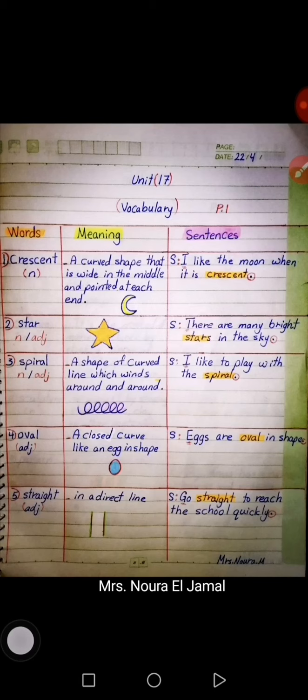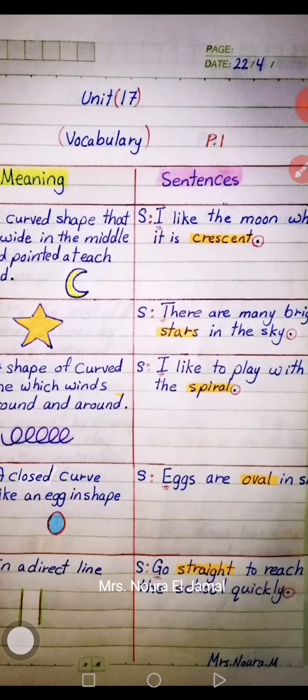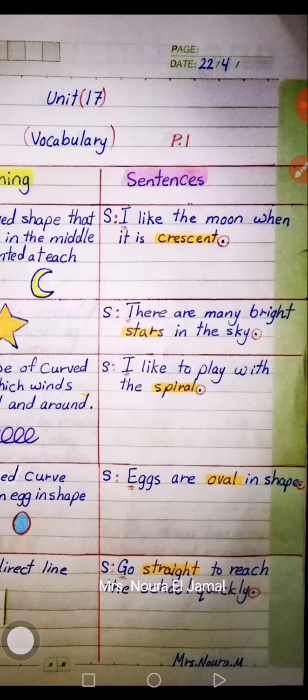Number 2. Star. Star here can be a noun and can be an adjective. When I say there is a star in the sky, star here is a noun. But if I say that actor or that singer is a star, here I describe the actor or the singer, so star here is an adjective because it describes the noun. Star, like that shape, and we can put it in a sentence. There are many bright stars in the sky.